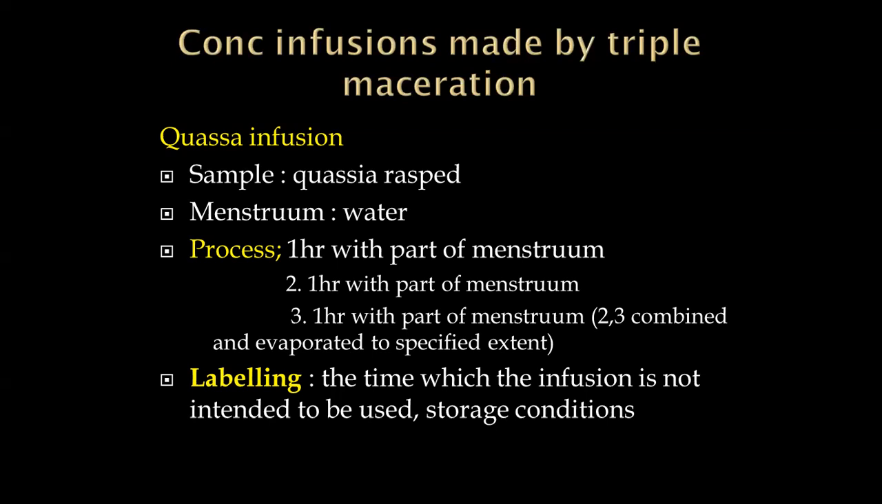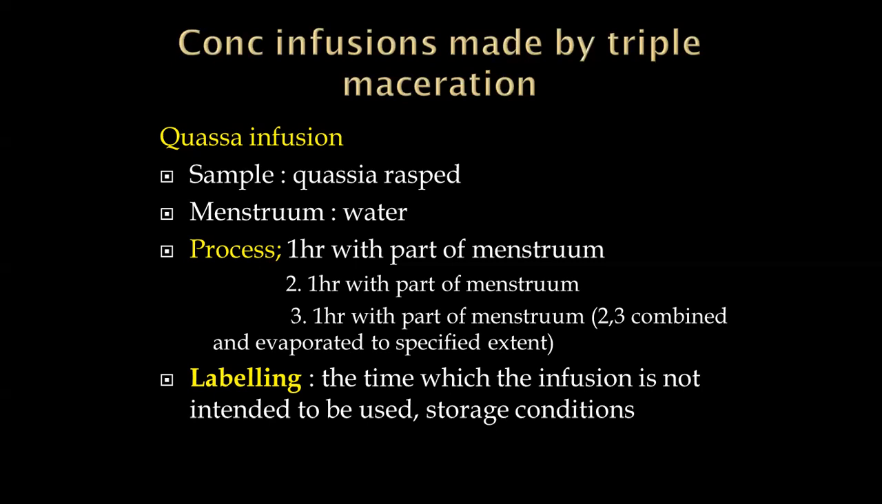And a third time, again we take the menstruum and pour it into the raw material, and wait for a period. The second and third portions of extract alone we collect, then we combine the second and third portions and evaporate to a specified extent. So automatically, when the menstruum is evaporated, the preparation becomes a little concentrated.